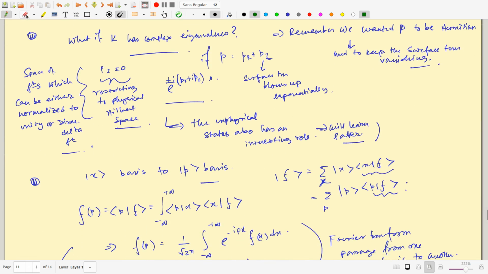Okay, so now what rules out that this p cannot have complex eigenvalues? Nothing ruled it out mathematically, but physically, as we said, if they are Hermitian operators, they have to have real values. And if they have complex eigenvalues, this complex part will actually be the decaying part. Since we wanted P to be Hermitian to keep the surface term vanishing, mathematically speaking, if we have some complex part, we will restrict it to 0 to represent the physical Hilbert space.